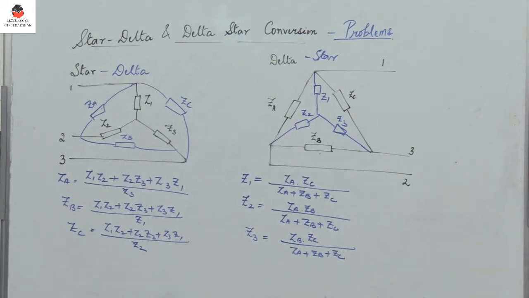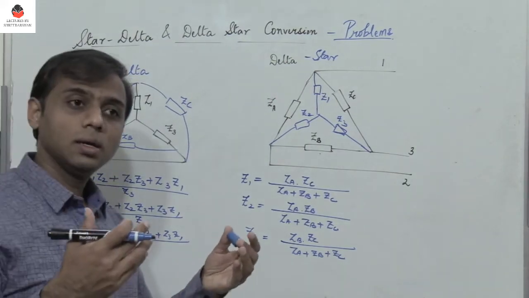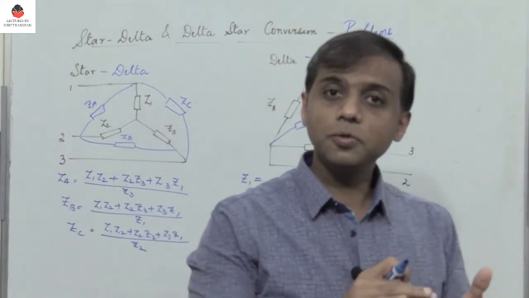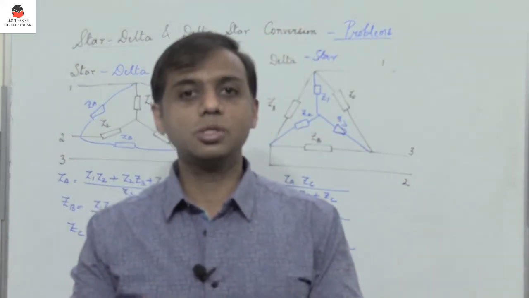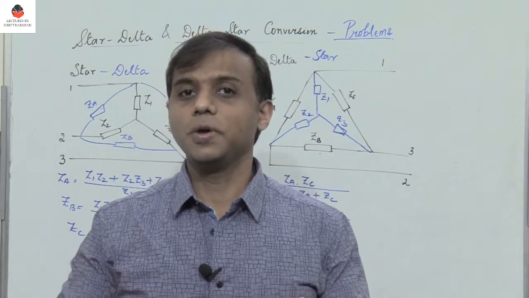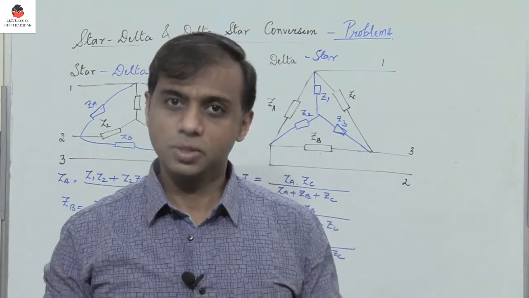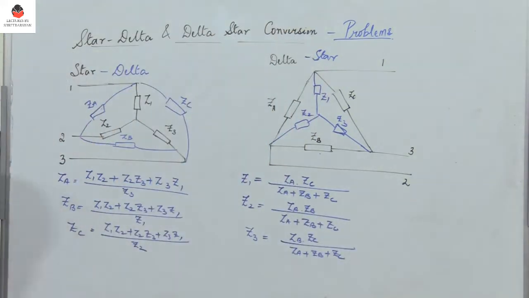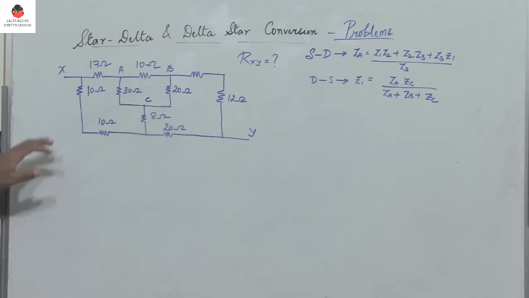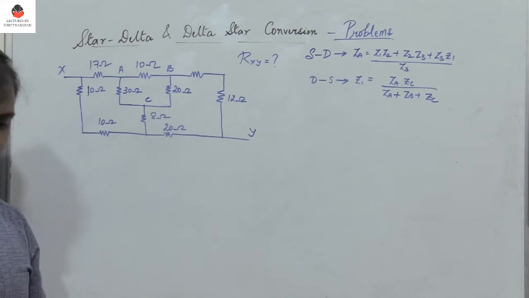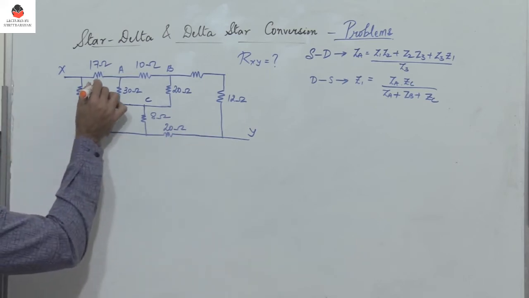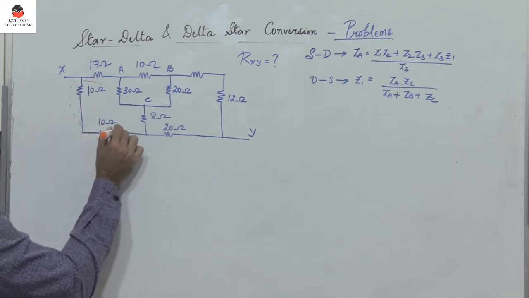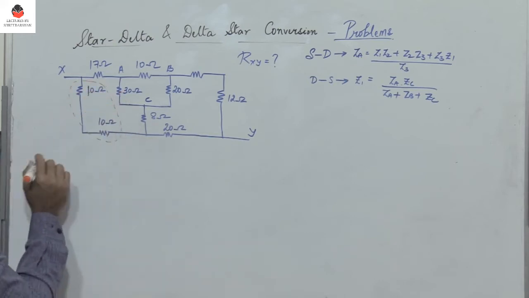So let's take a few examples wherein we may be required to perform this conversion, that is delta to star or star to delta, to find the equivalent resistance. So we'll take a few problems. Let's consider a problem where we have to find the equivalent resistance between X and Y. Now observe that these two resistances are in series, 10 and 10.